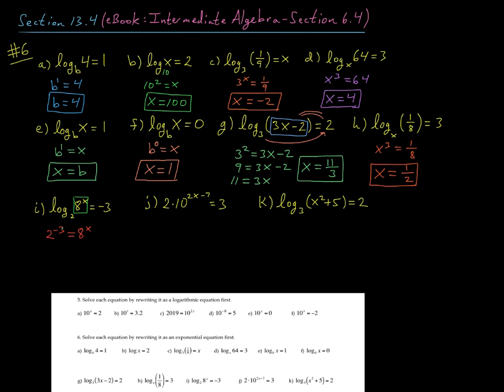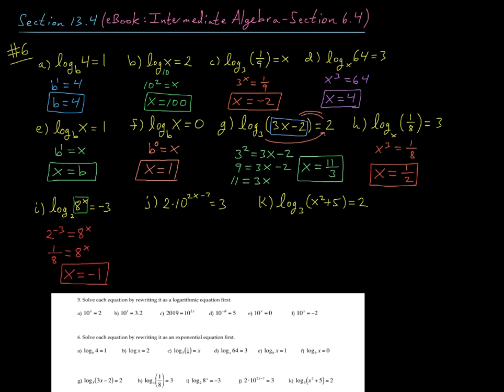Well, what's 2 to the minus third? This would be 1 over 8, because 2 cubed is 8, and I'm going to have to take a reciprocal because of the negative exponent. And now I'm saying 1/8 is equal to 8 to what power? Well, I want to take a reciprocal here to go from 8 to the x to 1/8. So x then must be -1.